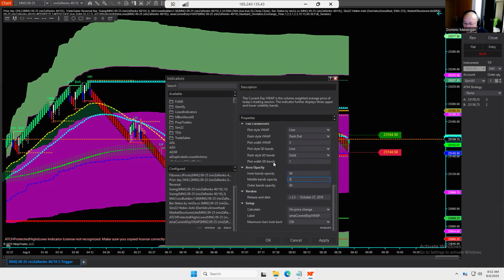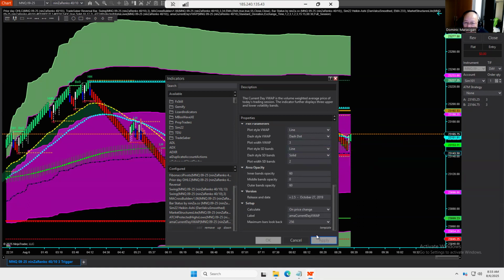The lines, plot with VWAP. Okay, that's the VWAP. That's why it's 3. We'll make this 2. And this one, what is that, dash dot here? Solid, no, that's fine. So we're going to apply. There we go.